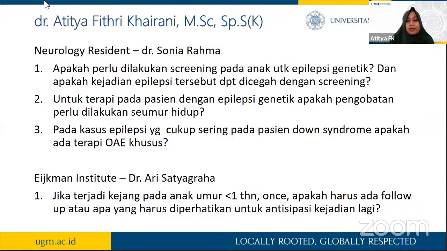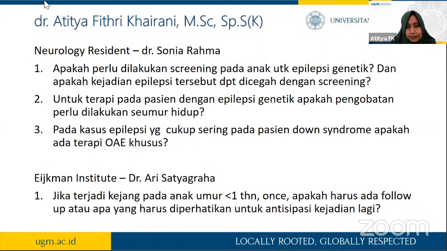Unprovoked artinya bukan karena kelainan struktural akut, atau bukan karena, misalnya pada anak-anak, gangguan elektrolit yang cukup sering, misalnya hiponatremia, hipokalemia ataupun hipoglikemia. Itu harus dipastikan dulu bukan. Kejangnya harus unprovoked dan minimal 2 kali, dengan jarak antara 2 kejang lebih dari 24 jam. Itu baru bisa kita definisikan sebagai epilepsi. Kalau masih satu kali, biasanya kita observasi dulu.